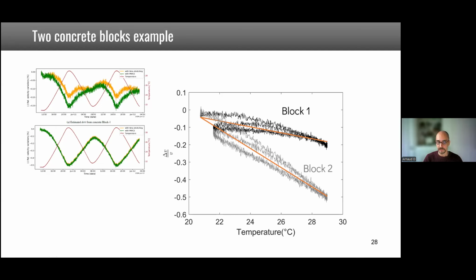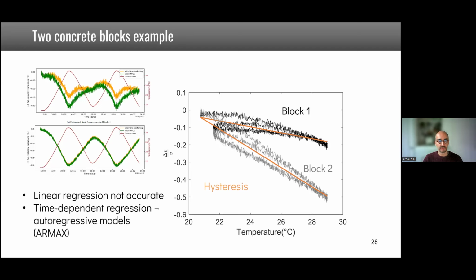Now, of course, you can do better than linear regression, because this is really typical of a time-dependent behavior. It's not only that it's not linear. If you go back to the same temperature, you see you have two different values, okay? So there is a time-dependent behavior. So linear regression is not accurate, but what you can do is time-dependent regression, for example, with autoregressive models. I'm not a specialist of that. I've never really done it, but I read a lot about it.